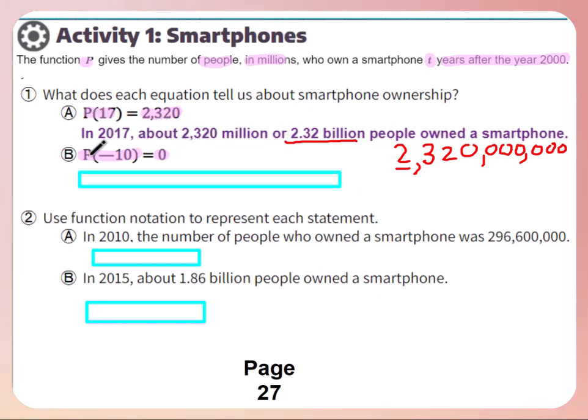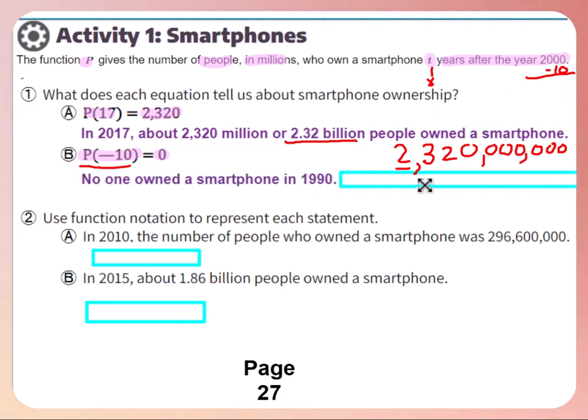All right, let's go to this one. What is P of negative 10? T is our X or our input, but now we're inputting negative 10. So we've got to take away 10 years from 2010, and that would bring us to 1990. In 1990, no one owned a smartphone.